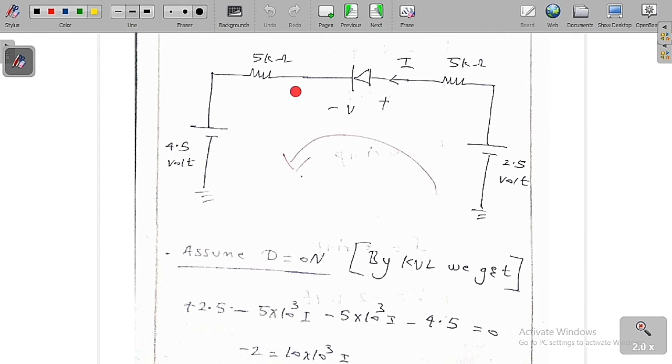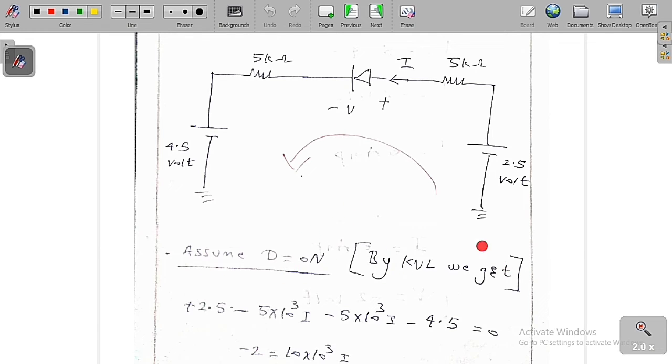So this is the circuit I am going to get here. I have already told you this is a 4.5 volt and this is a 5 kilo ohm. This is a 2.5 volt and this is a 5 kilo ohm. In the question they have given this current direction and this voltage polarity. Here I am going to assume that the diode is on. I have assumed that the diode is on.